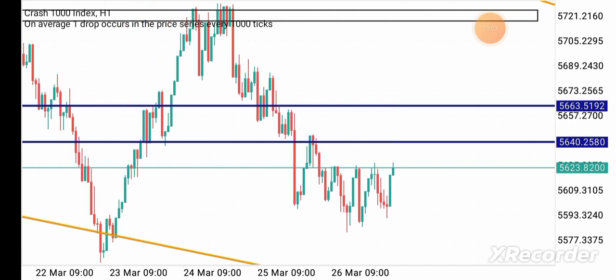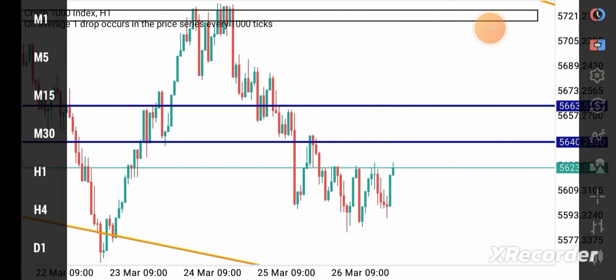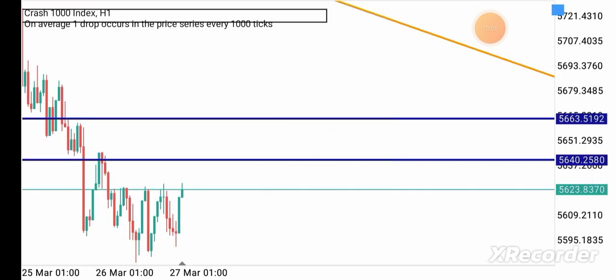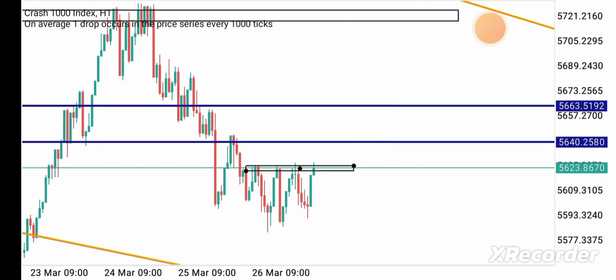On the 1 hourly time frame, this particular zone here has been consolidating seriously for some days now. I think it's up to about 2 or 3 days now. Market has been consolidating around this zone. Each time it gets to this zone, it sells.